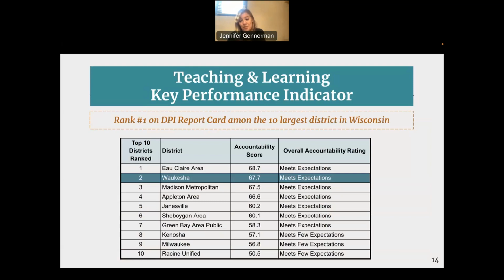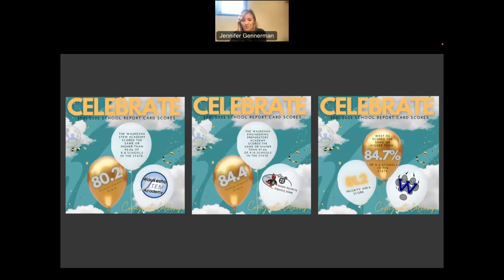So we have a few more celebrations. Let's talk about these for a minute. Congratulations to Waukesha STEM Academy. The STEM Academy achievement score is the same or higher than 92% of the K-8 schools across the state. So awesome work to those students and staff. Waukesha Engineering Prep had an achievement score of 84.4, and this was the same or higher than 97% of the 9-12 schools across the state.